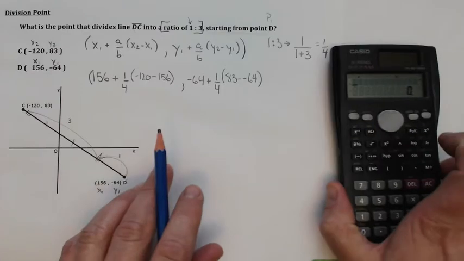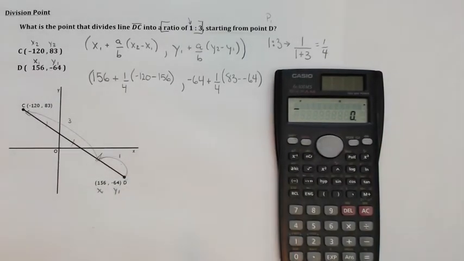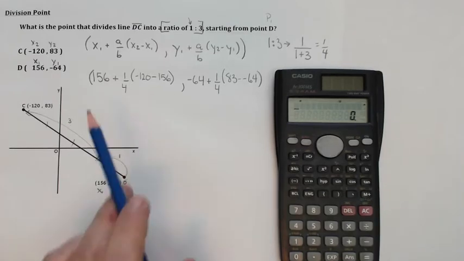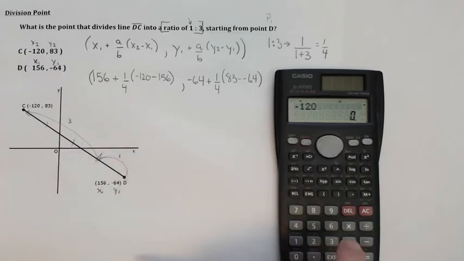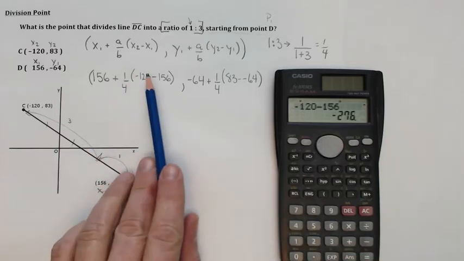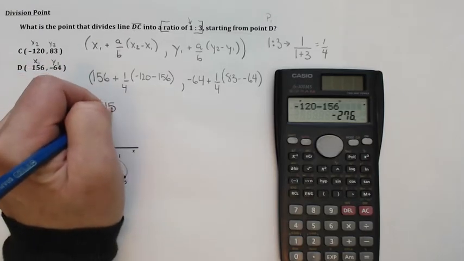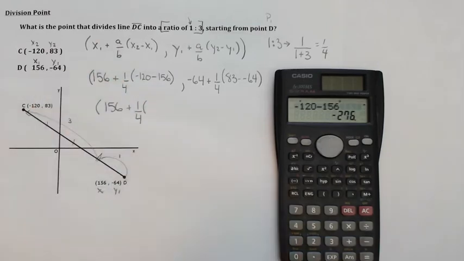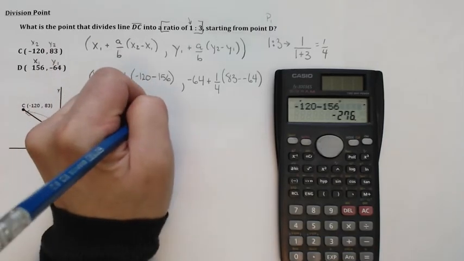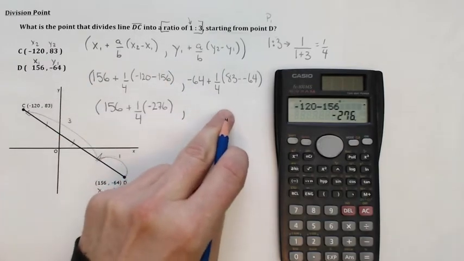I'll bring my calculator in for this one. Get that in a nice spot there. Okay, hopefully we can see that well. So I'm going to simplify the brackets: negative 120 minus 156. I'm going to hit equals and write this number down. Copy out everything exactly the same: 156 plus 1 over 4 times negative 276. Close the brackets, put that comma, and I'll deal with the y's later.